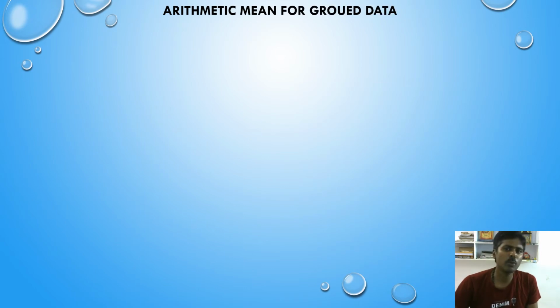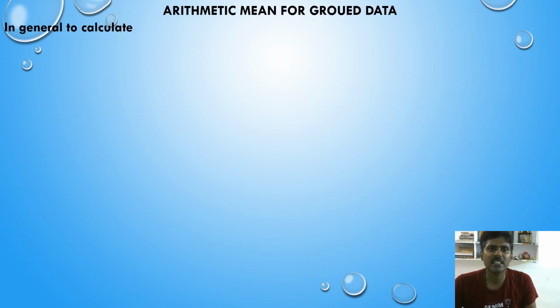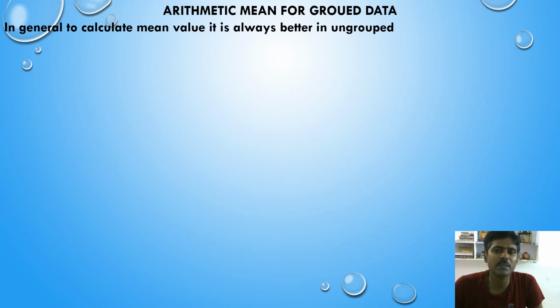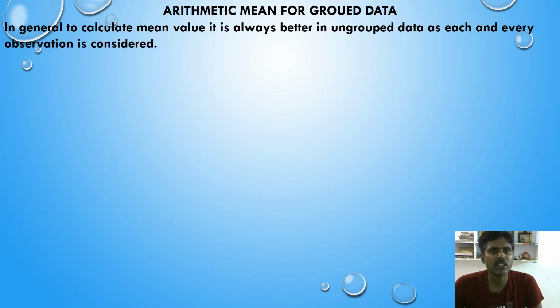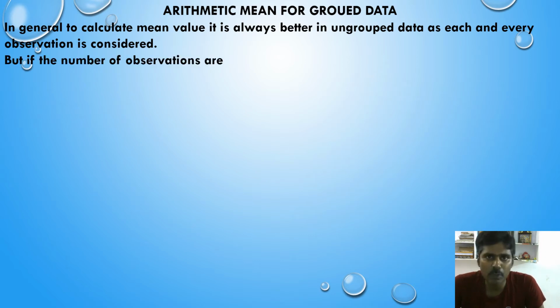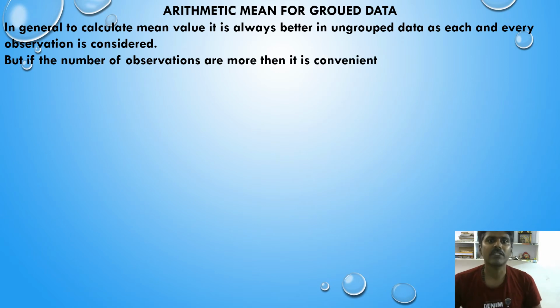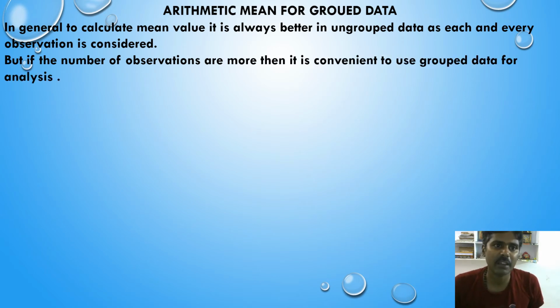In general, to calculate the mean value, it is always better to use ungrouped data. But if the observations are more, then we can go for grouped data. In ungrouped data, each and every observation counts, whereas in grouped data it doesn't. So if the number of observations is large, then only it is convenient to find the arithmetic mean by grouped data. I will give an example and we will apply it.